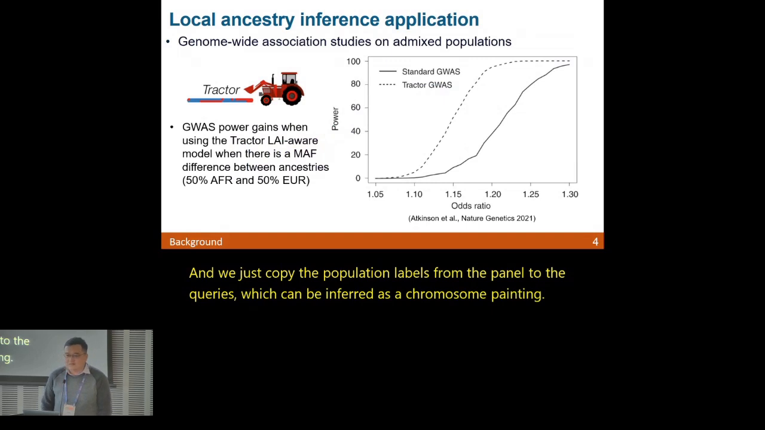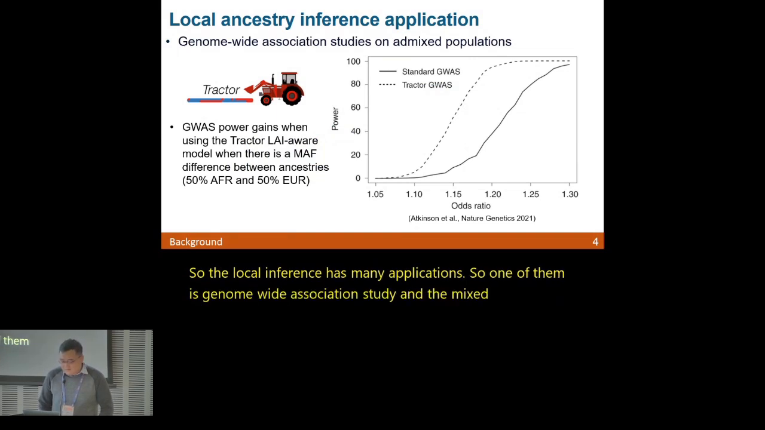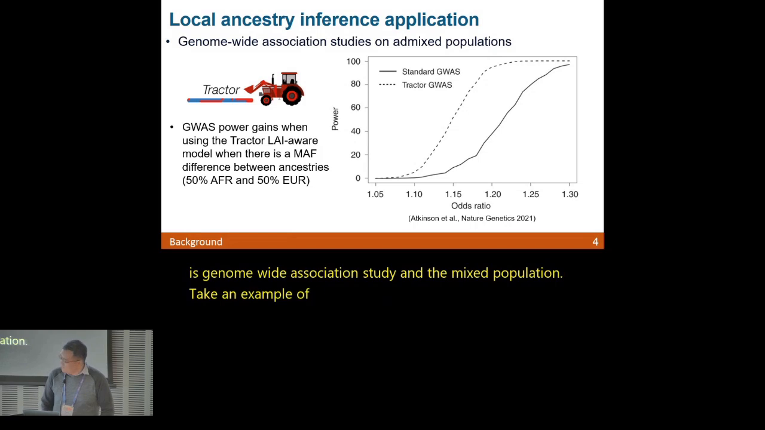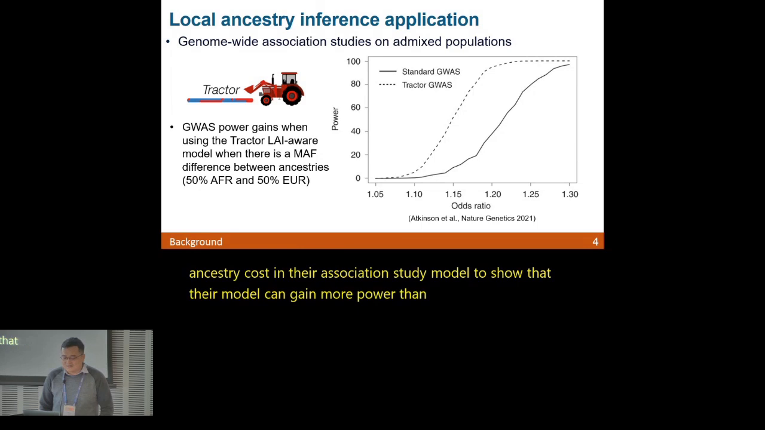Local ancestry inference has many applications. One of them is genome-wide association studies on mixed populations. Take Tractor as an example: they incorporate local ancestry into their association study model to show that their model can gain more power than the standard association study model.